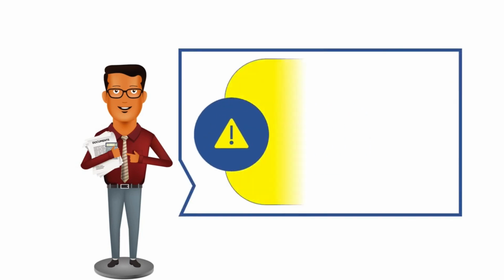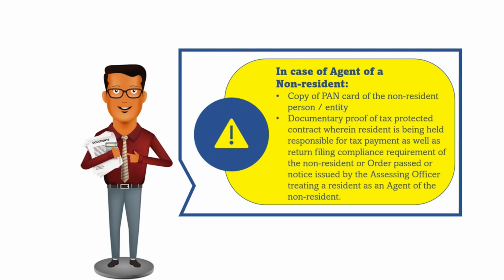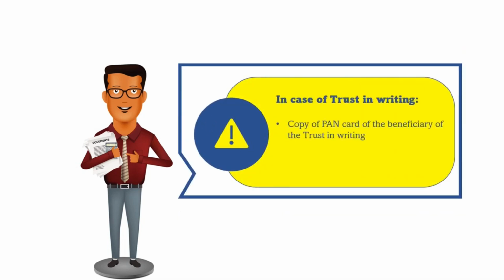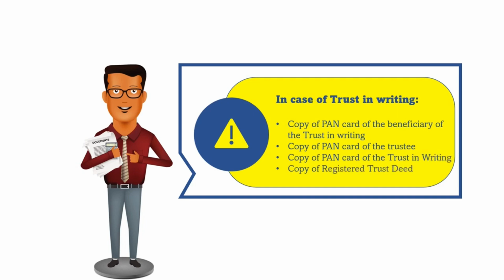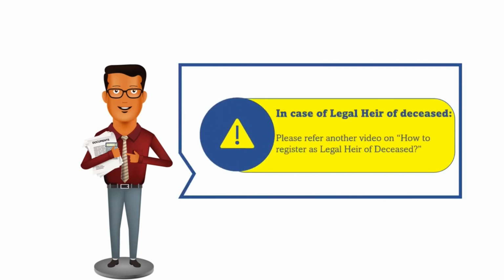If you want to register as an agent of a non-resident, you are required to provide a copy of the PAN card of the non-resident person or entity along with a documentary proof of tax-protected contract wherein the resident is being held responsible for tax payment as well as return filing compliance. If it is a trust in writing, you are required to provide a copy of the PAN card of the beneficiary of the trust along with the PAN card of the trustee, copy of the PAN card of the trust in writing along with a copy of registered trust deed. If you want to register as a legal heir of deceased, you can refer to the video which is provided here.